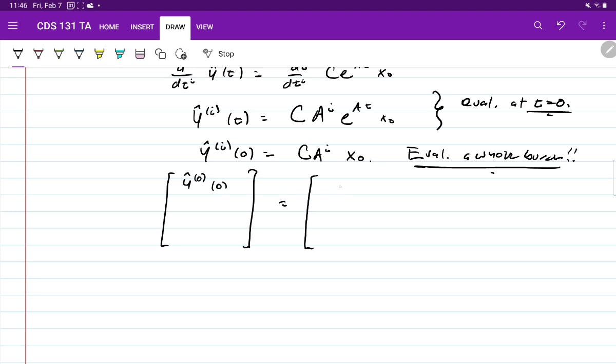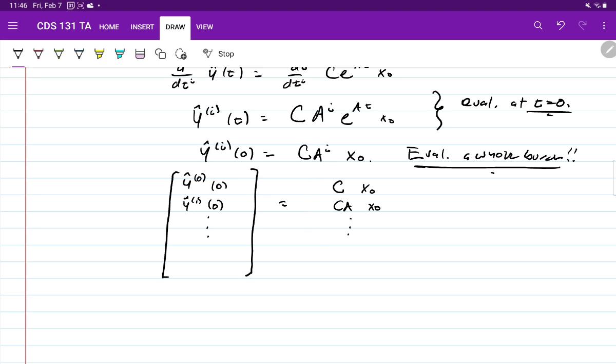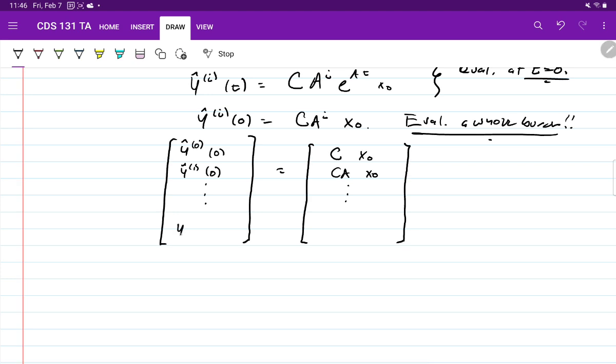That's going to equal CA to the 0, which is just C times x naught. My first derivative is going to be CA times x naught. It's going to keep going, right? And as a result of the Cayley-Hamilton theorem, which remember from last time told us that after we go beyond power n minus 1 of A, we don't really get any new information. The best we're going to do in terms of solving this system is going to be n minus 1 derivatives, right? Because after n minus 1, any higher power of A becomes a linear combination of the lower powers, okay?